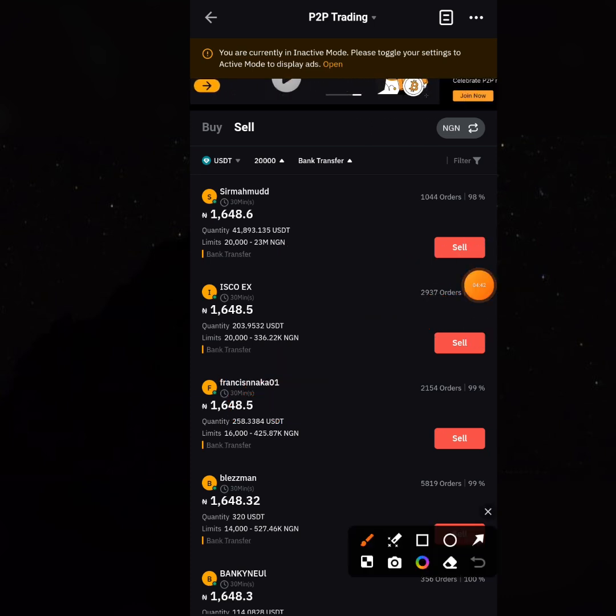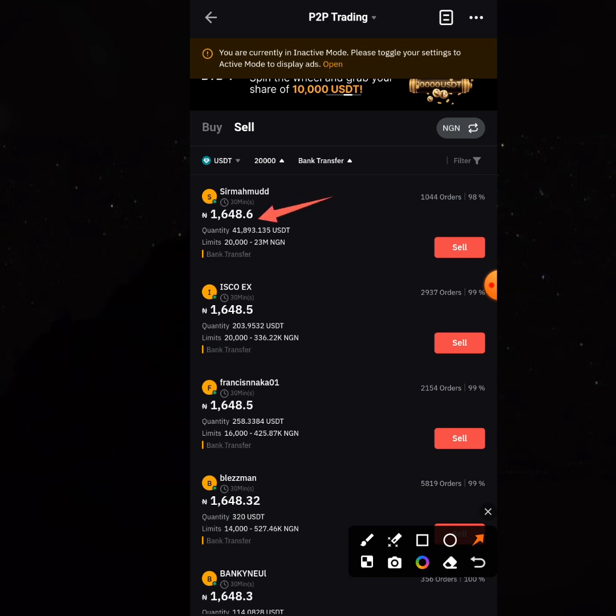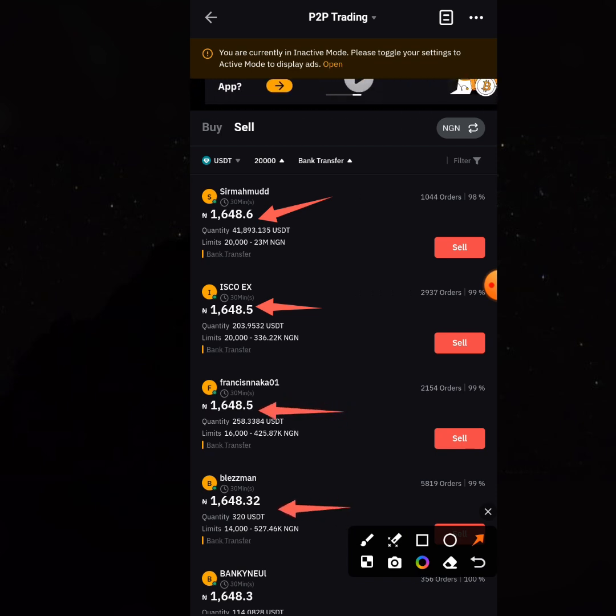The next way you can compete wisely is your pricing. For example, you can see this guy is telling them, come and sell your USDT to me at the rate of 1648.6. This one's rate is 1648.5. Then 1648.5, 1648.32. You can see that of all of them, the highest rate is this first guy. Whoever has the highest rate will be at the top.